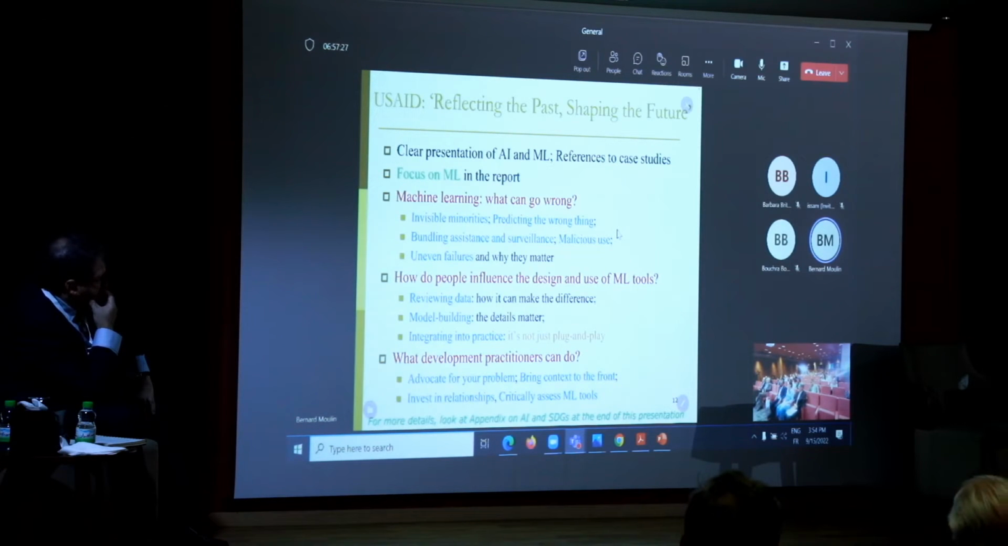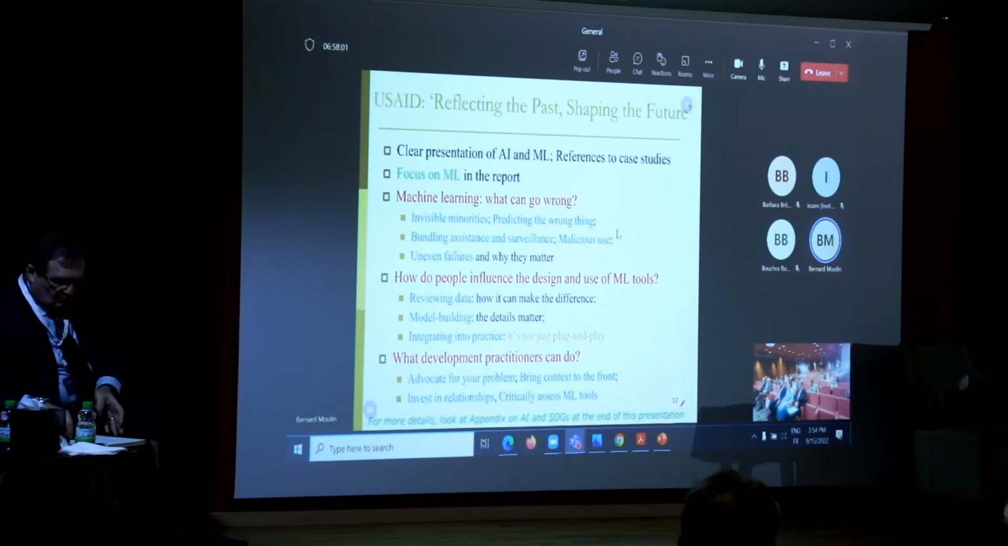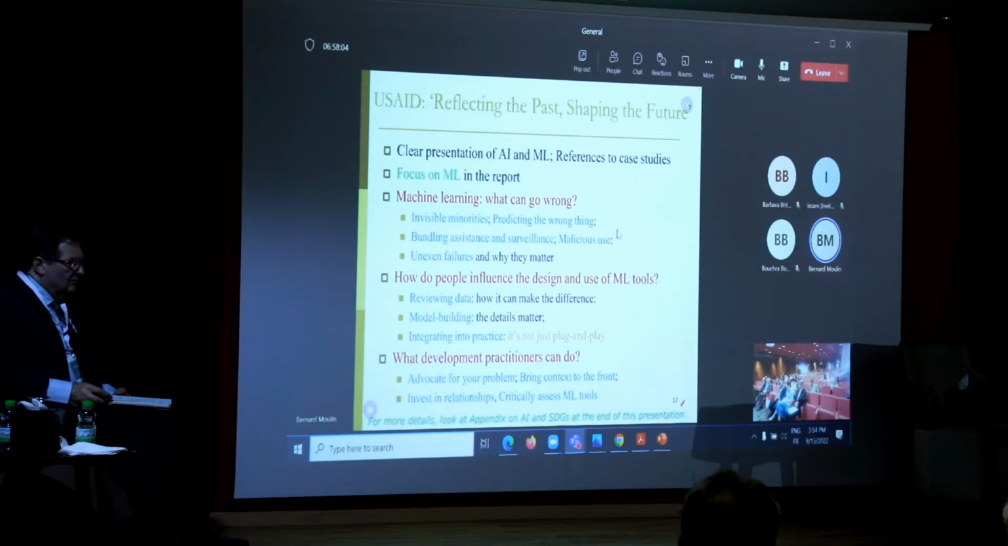Focus on ML here, and I just put on this screen some of the concerns that they raise in the report. Machine learning, what can go wrong? Invisible minorities, predicting the wrong thing, bundling assistance and surveillance, malicious use, uneven failures. How do people influence the design and use of ML tools? Reviewing data, how it can make the difference, model building, the details matter, integrating into practice. It's not just a plug-and-play system. And what development practitioners can do: they have to represent their problems, bring context to the front, invest in relationships, and critically assess the ML tools.